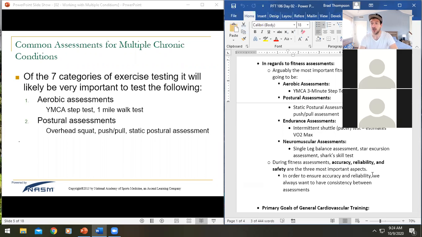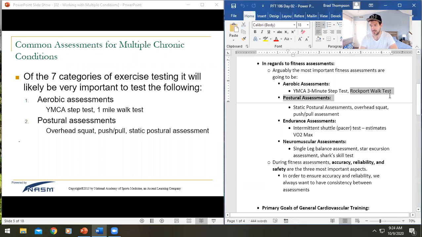We have the Rockport walk test, and it might be more appropriate for some clients compared to others. That's basically where you tell them, all right, we're going to walk 1 mile, and I want you to do it as fast as you can. That's the whole assessment. They're going to walk a mile as fast as they can, so you're going to maybe walk with them.